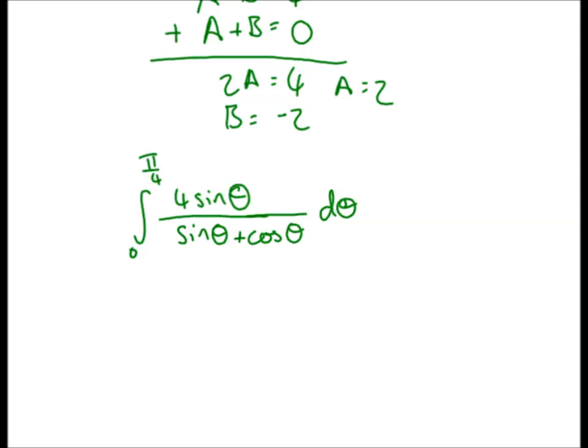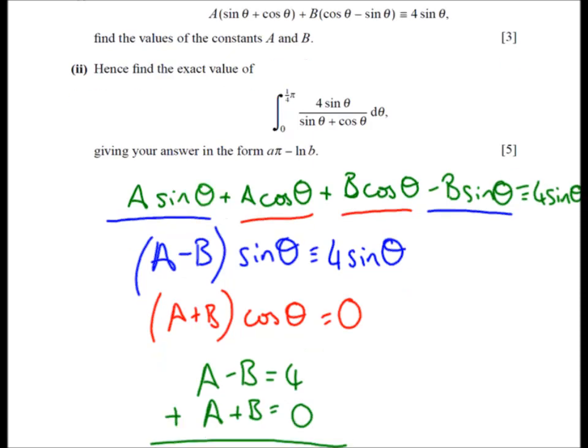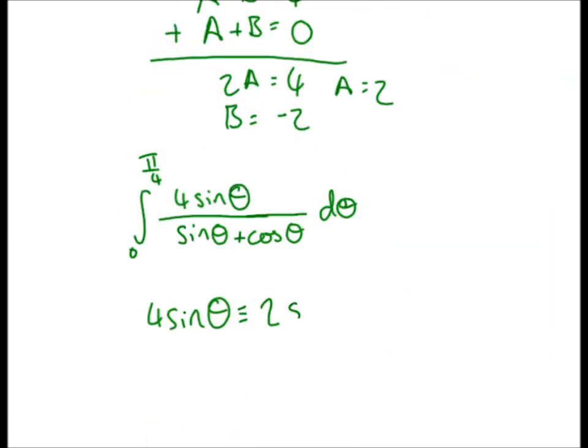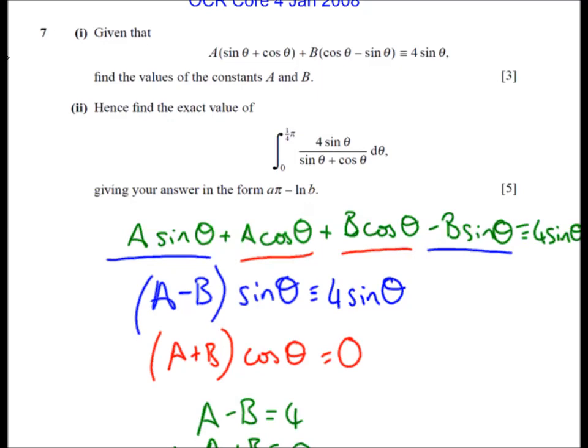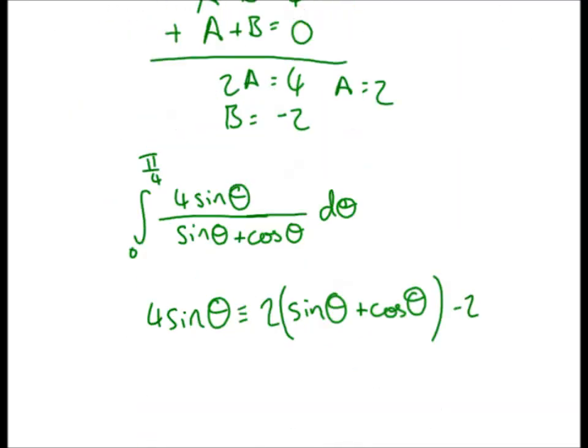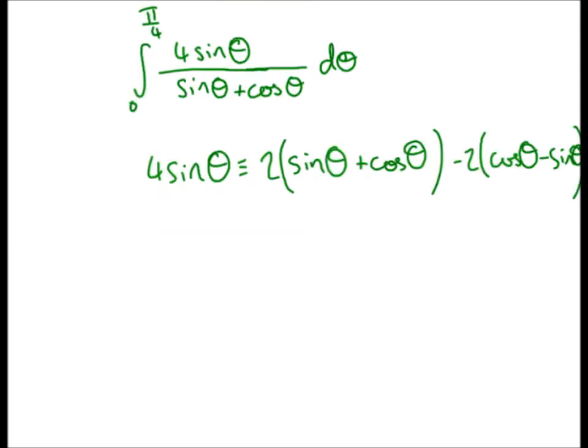And we know from a previous section that 4 sine theta is identical to our a sine theta plus cos theta. Well, our a is 2, so it's 2 sine theta plus cos theta, and plus b cos theta minus sine theta. Well, b is minus 2. We're expecting to need to use the previous part. We've got a 4 sine theta here, we've got a 4 sine theta here. So even if I don't know where it's going to lead, I'm going to have a go at replacing it.